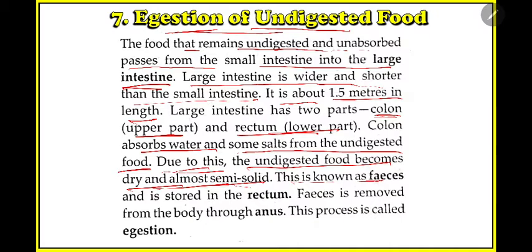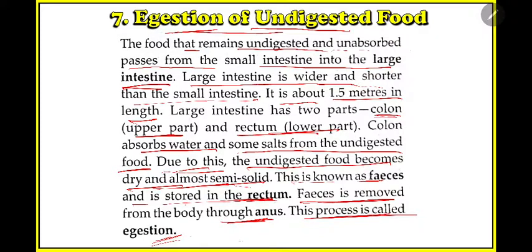This is known as feces and is stored in the rectum. So ultimately feces means stool. It is waste food. It is stored in the rectum, and ultimately in the process of toilet or stool, we remove this from our body through the anus. This process is called egestion. So the process of throwing out the undigested food from the body is known as egestion.